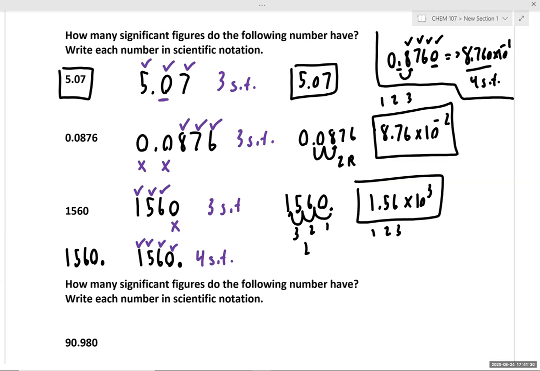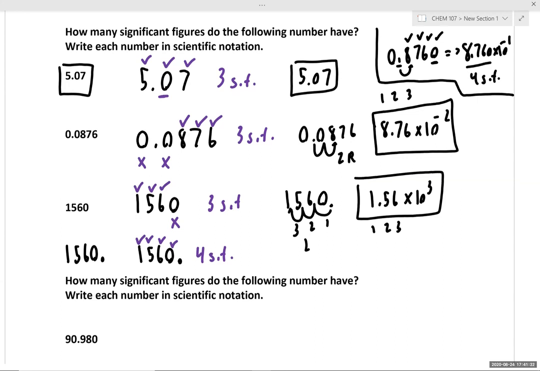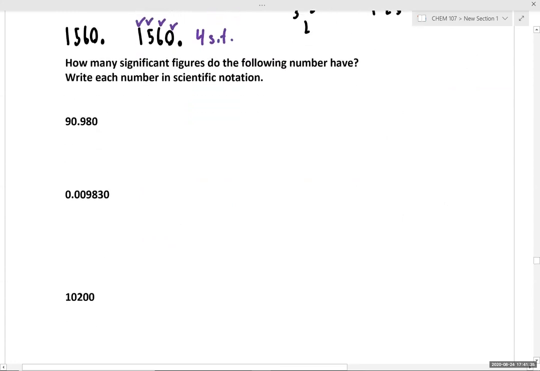If not, let's continue on and let's now have the class work on the following 3 examples. I'd like you to tell me how many significant figures each of the following numbers have and to write each of these numbers in scientific notation. So I'll label these 3 examples A, B, and C, and I'll give everyone about 4 to 5 minutes. Let's go with 5 minutes to give everyone enough time to work through these examples, and don't be shy to submit your responses in the chat.